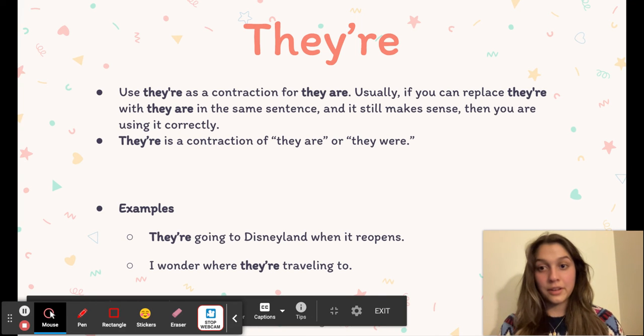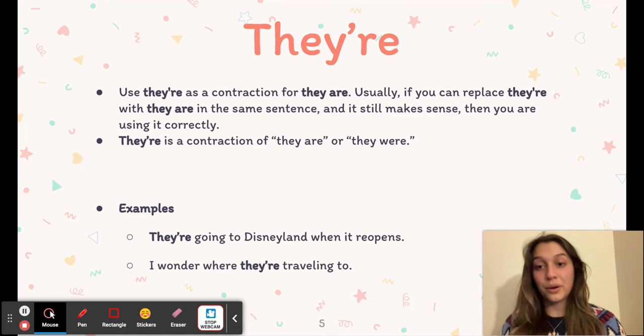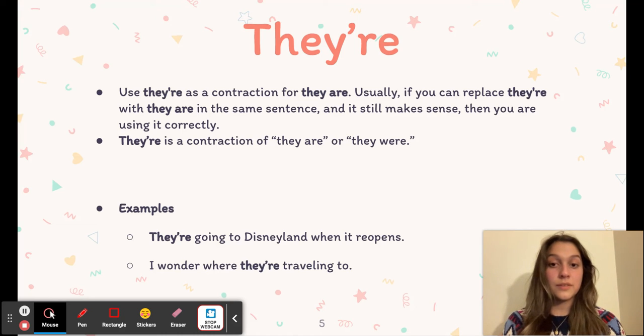Now the next one, they're, is a contraction for they are. And usually if you can replace they're with they are in the same sentence and it still makes sense, then you're using it correctly. They're is a contraction of they are or they were. Some examples are, they're going to Disneyland when it reopens, and I wonder where they're traveling to.